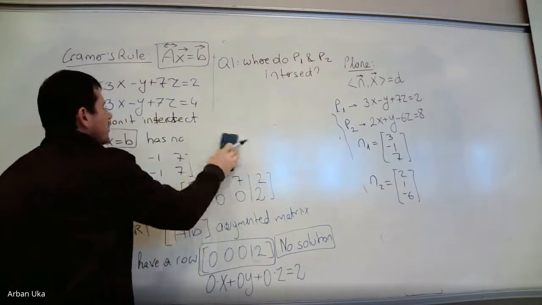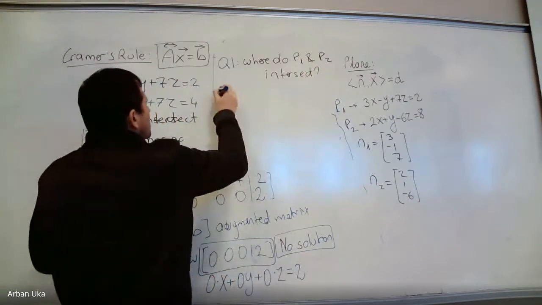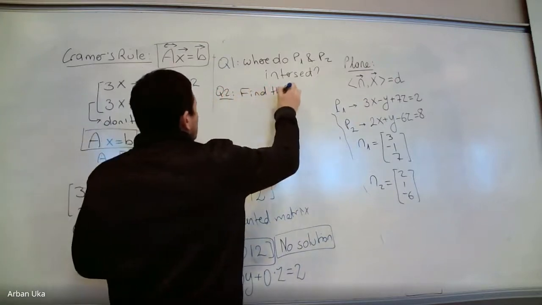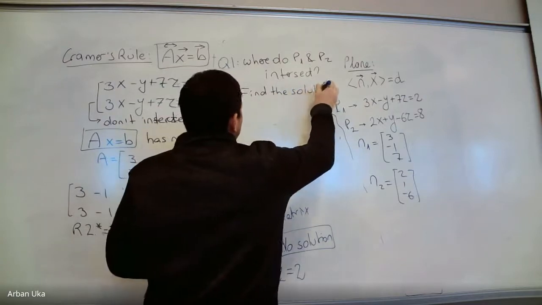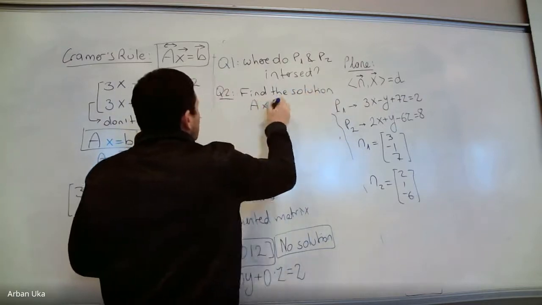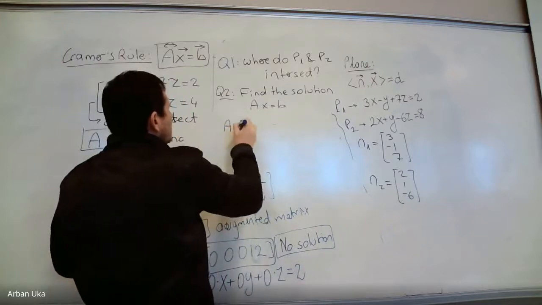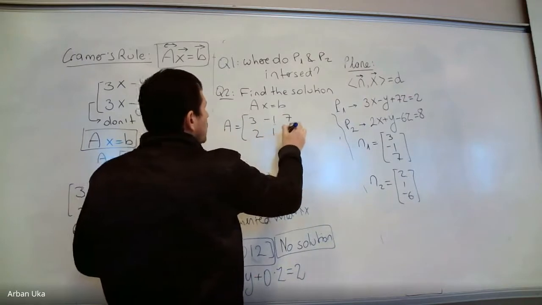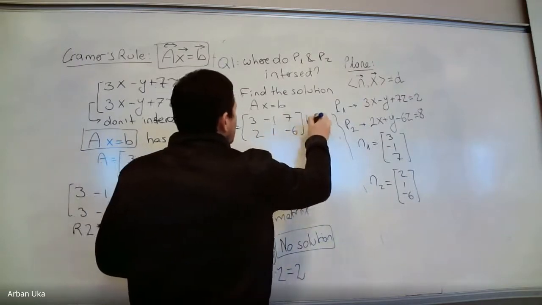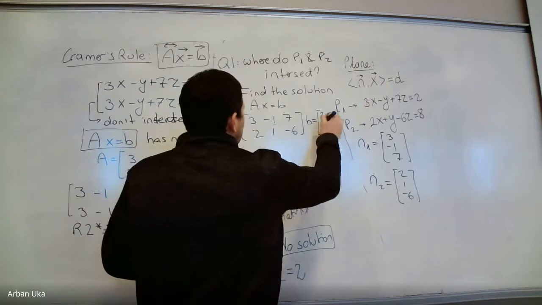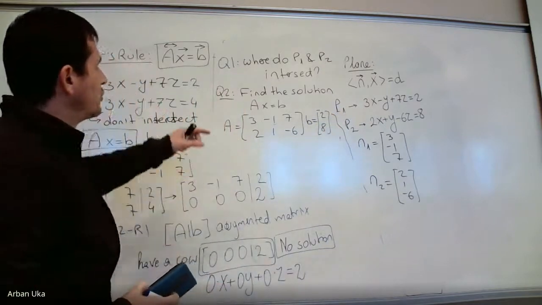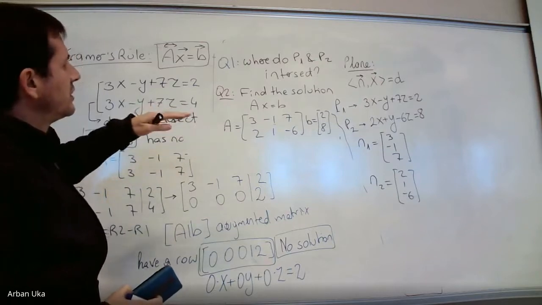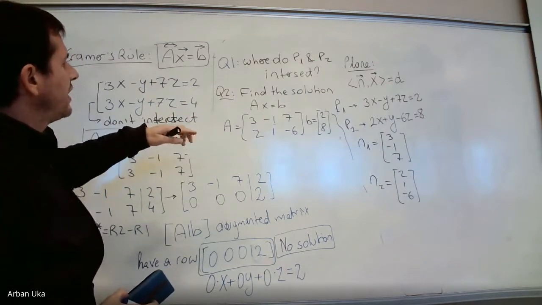This is equivalent to Q2, which is the following: find the solution of AX equals B, where A is equal to 3, minus 1, 7, 2, 1, minus 6, and B equals 2, 8. These two statements are equivalent. Finding where P1 and P2 intersect is equivalent to finding the solution.